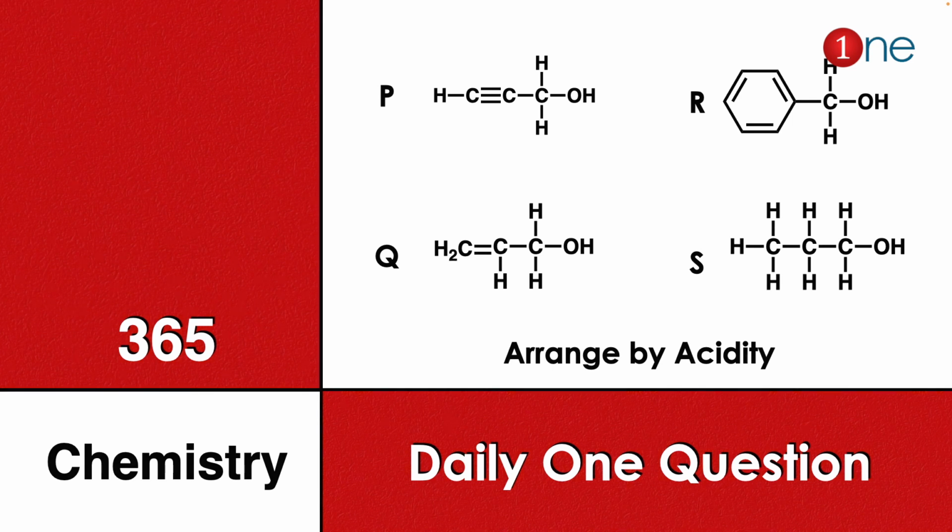Daily one question for you. Here 4 different alcohols are given. First one is alkyne with alcohol, second one is alkene with alcohol, third one is benzene with alcohol, fourth one is linear alcohol. You have to arrange these 4 compounds by their acidity.